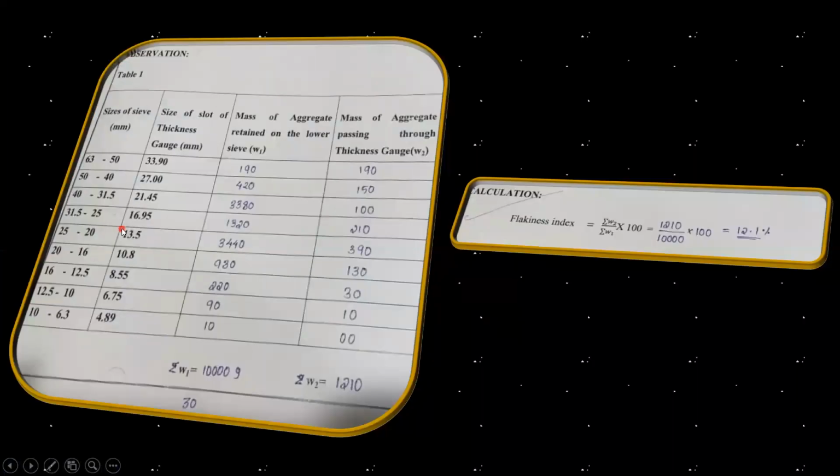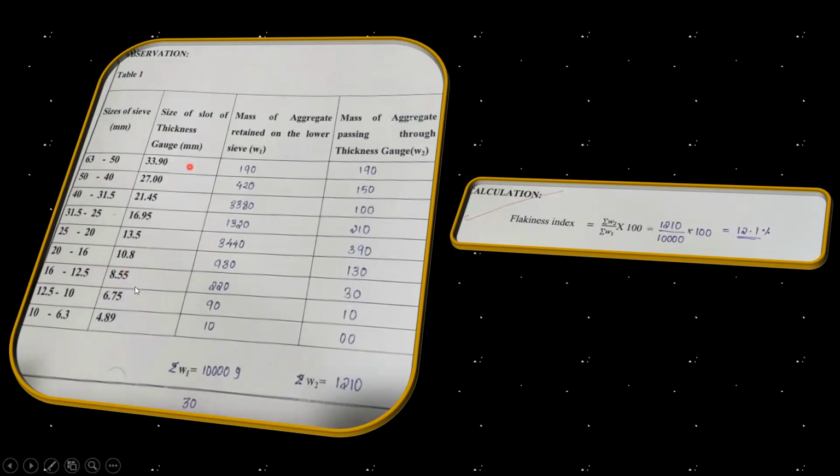So this is how they have done it. These are the sieve sizes: 63 to 50, 50 to 40, 40 to 31.5, 31.5 to 25, 25 to 20, and so on. And this is the size of the slot of the thickness gauge. How do you find this? That is 63 plus 50, you divide it by 2, right? 63 plus 50 divided by 2, I'll get 56.5. And this 56.5, you multiply by 0.6, so you're going to get 33.90. Same thing you do here.